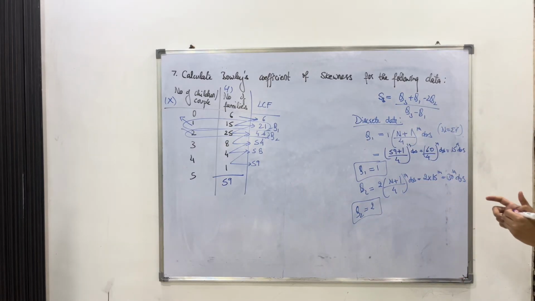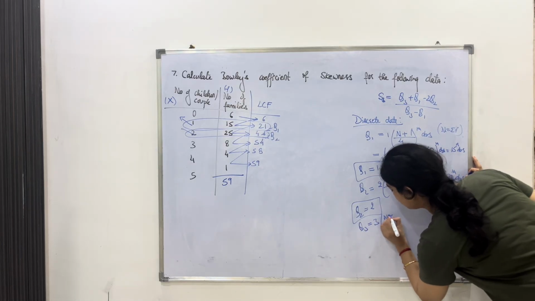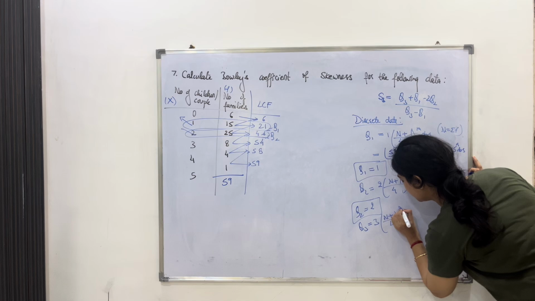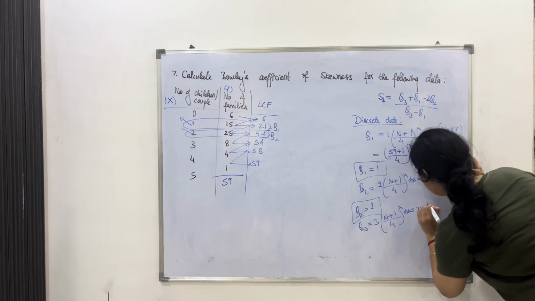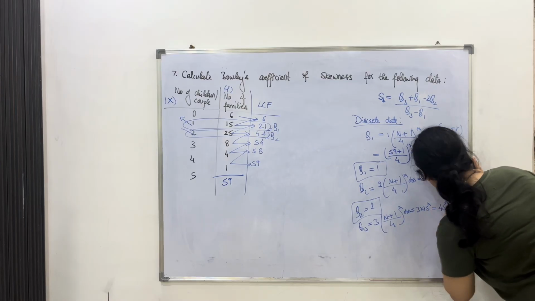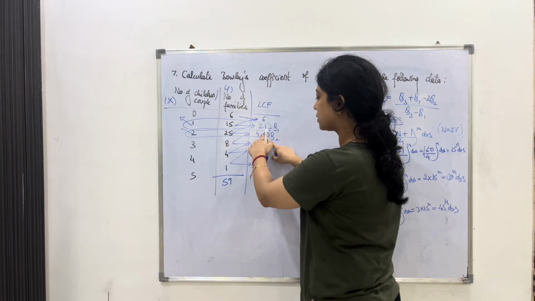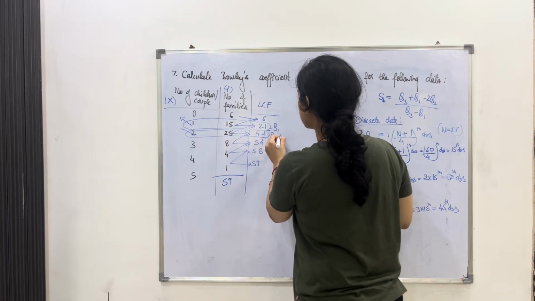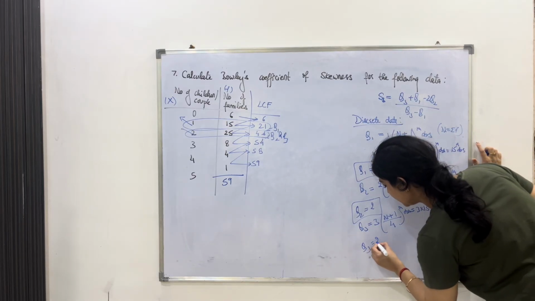Now again, we need to calculate the value of Q3. 3 into capital N plus 1 by 4th observation, which is again 3 into 15th observation, which is 45th observation. Now where does 45 lie? It lies again in 46 because the highest is this. So again this is your Q3 value. So Q3 is equal to again 2.